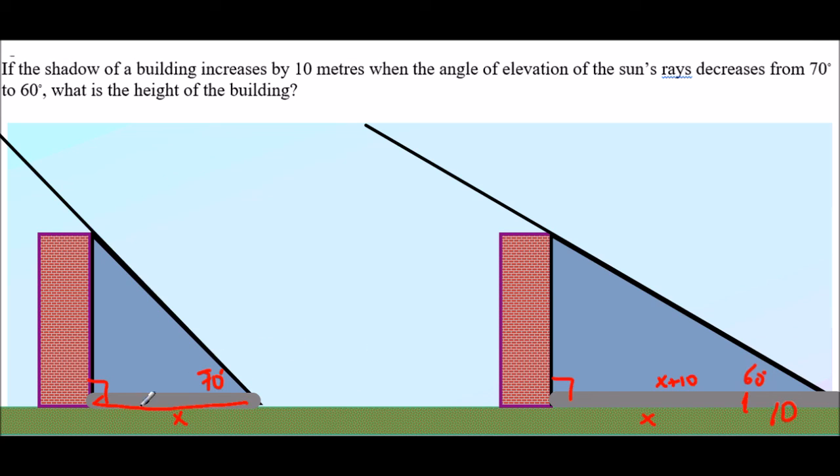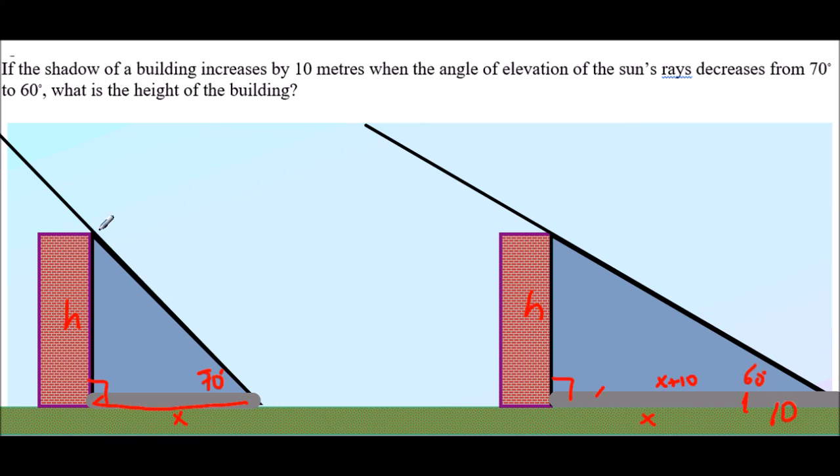Even though I don't know X, I know that if this shadow is X meters, then the longer shadow is X plus 10. So is there any other information that I know, or that at least I can compare between the two triangles? And there is. They both are shadows from the same building, and that building has a constant height.